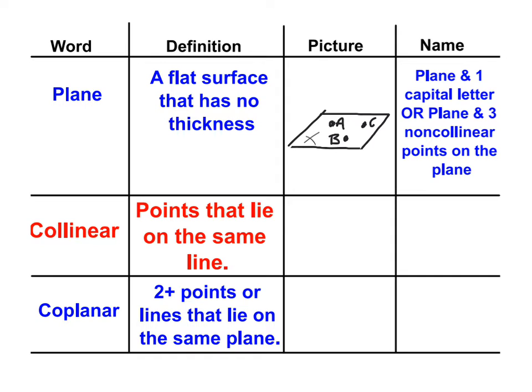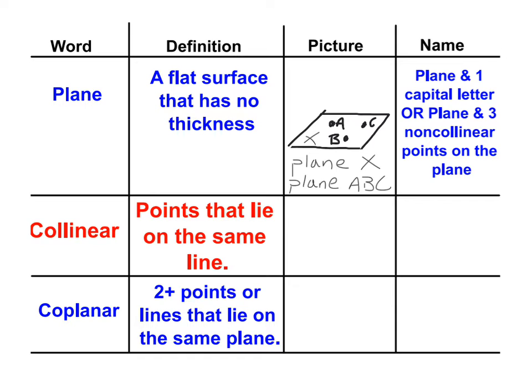So when it comes to naming a plane, there's 2 different ways you can do that. The first is a plane and 1 capital letter, and that capital letter needs to be one of the corners of the plane. So I would not want to use plane A because A is a point. You need to pick the one that doesn't have the dot by it. So here it would be plane X. The second way to name the plane is the word plane and 3 non-collinear points. So you can see I have a point A, a point B, and a point C. So I'm going to just go plane ABC. And you could put those 3 points in any order that you want to.